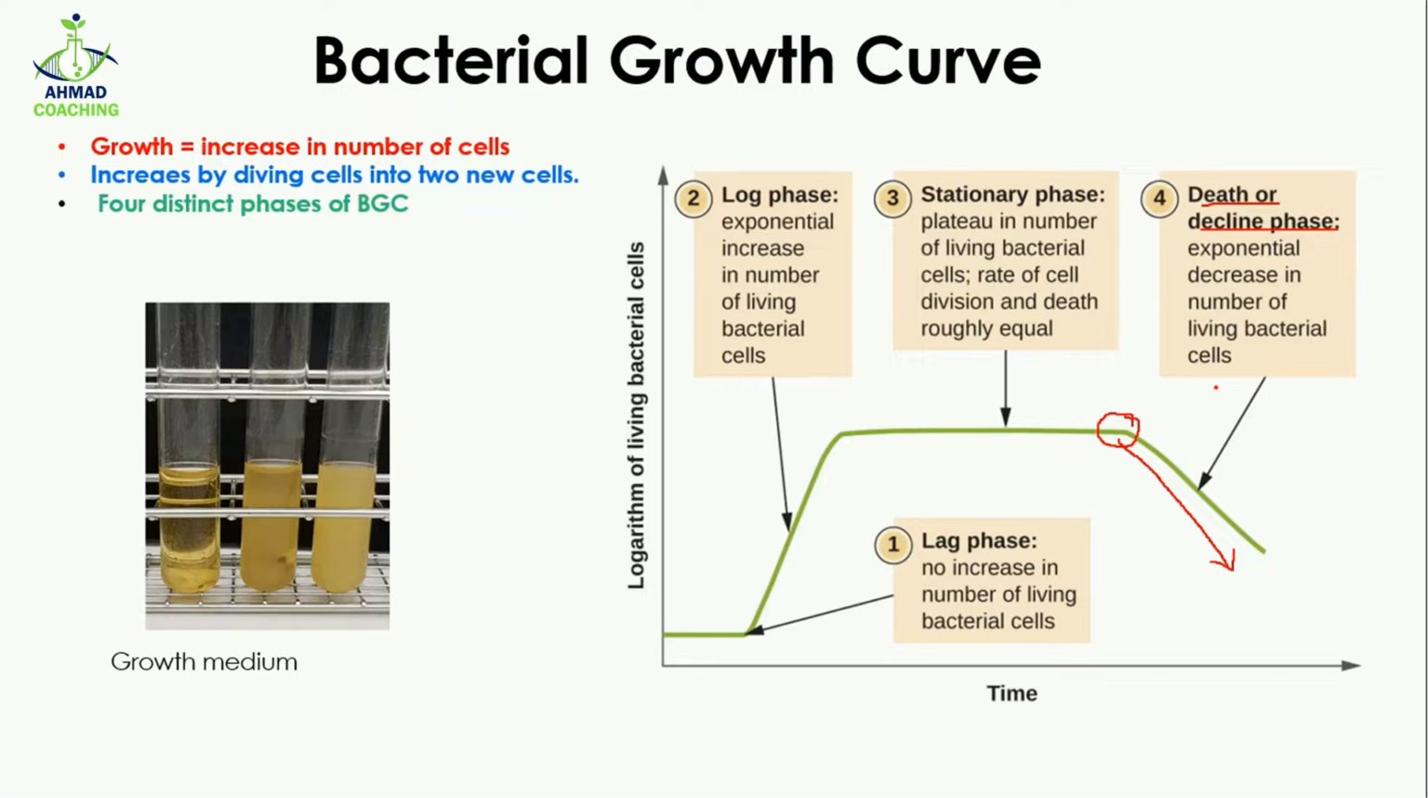So in summary, we have four phases of the bacterial growth curve. One is the lag phase, when no increase in the number of living cells takes place. Then comes the log phase, when it is going to increase. After that we have the stationary phase, when the number of dividing cells and the number of dying cells are the same. And then comes the death or decline phase, when the number of dying cells has increased, and because of this the number of living cells is going to decrease. That was all about the bacterial growth curve.